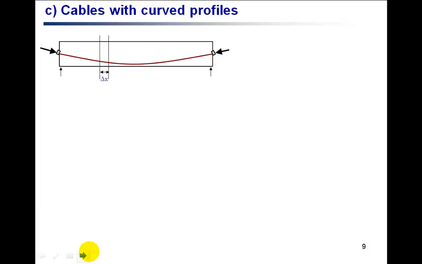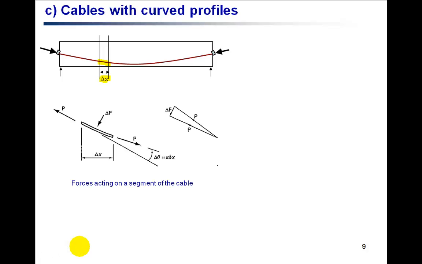Now, if we consider a more general profile, for the cable along a curve profile, let's look at a small section of the cable, delta X. For the small section length delta X of the cable, you can see that the force P, the pre-stressing force, is acting at an angle of delta theta, and there will be a force delta F acting on the pre-stressing tendon from the concrete, and similarly a similar force will be acting on the concrete from the tendon. Reaction force will be acting as well.